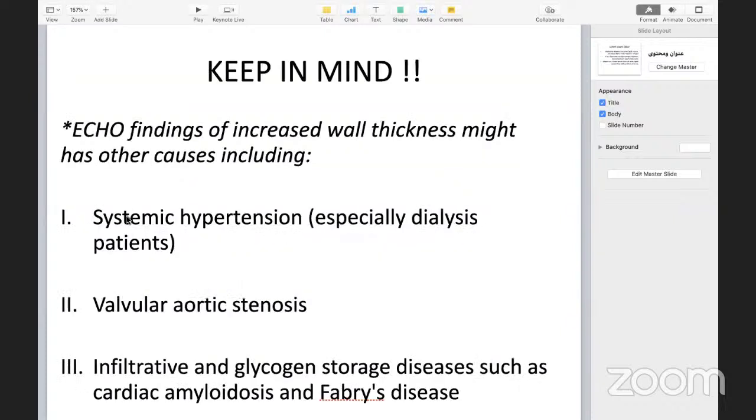So keep in mind, echo findings will give you clues about the disease, but increased wall thickness might have other causes, including systemic hypertension, especially in dialysis patients, and valvular aortic stenosis, also infiltrative and glycogen storage diseases, such as amyloidosis and Fabry's disease. So keep them in mind. The patient might have something other than HOCM.